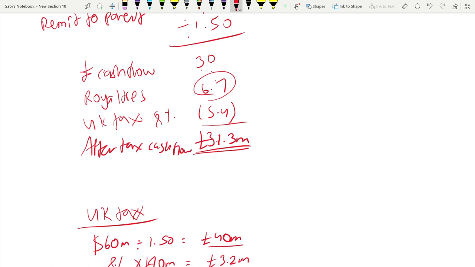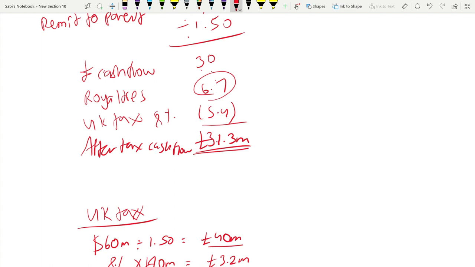So that's how you do it. Remember, everything at the end needs to be in your home country. What is your country? In this case, this is the UK. You are having a US subsidiary. You can have a subsidiary in any country, but at the end, everything needs to be in pounds. Even in your exam, always check what is your home country, because at the end, currency, cash flow, everything needs to be in your country back. You cannot leave it in foreign currency terms. That's how you do a question.